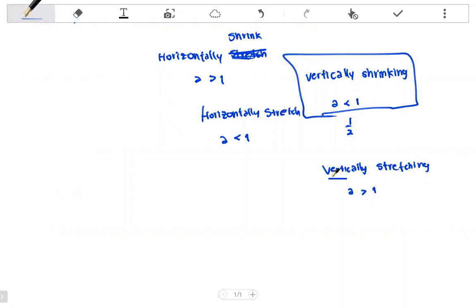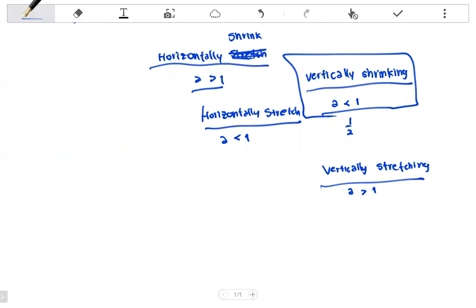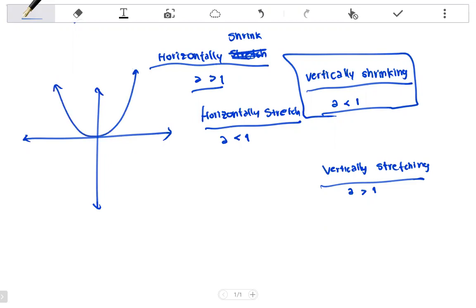When it's vertically stretching or horizontally shrinking, it's a is greater than 1. And if it's horizontally stretching or vertically shrinking, it's a is less than 1, right? But the question is, how do we know if it's a horizontal shrink or a vertical stretch? So if I gave you a graph, let's do y equals x squared, like the same. And I said that the transformed graph looked like this.